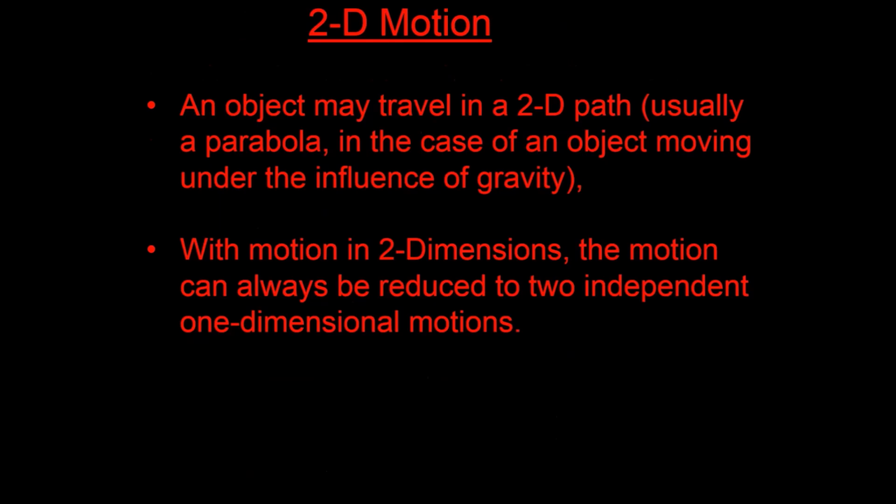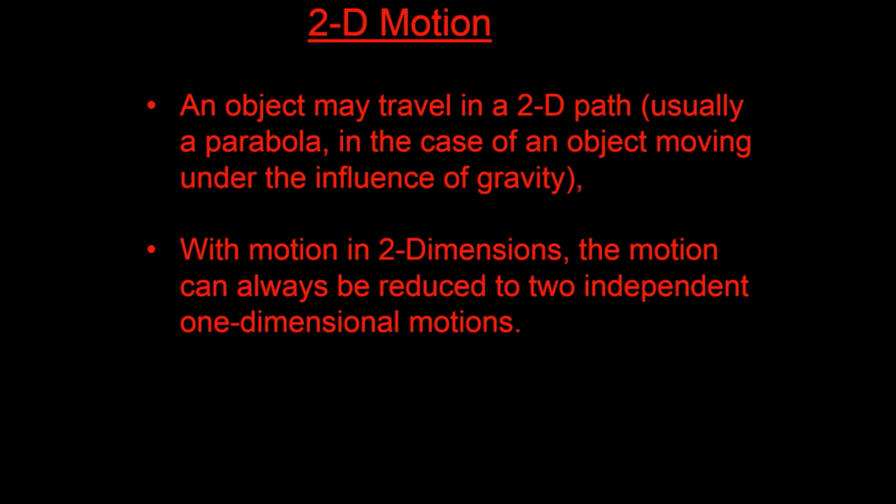So when we talk about 2D motion, what we mean is an object travelling in a two-dimensional path. As I say, usually a parabola, and for most of the cases we're dealing with, the object is going to be under the influence of gravity. Let's stay on Earth and deal with gravity of 9.8, unless I say otherwise.